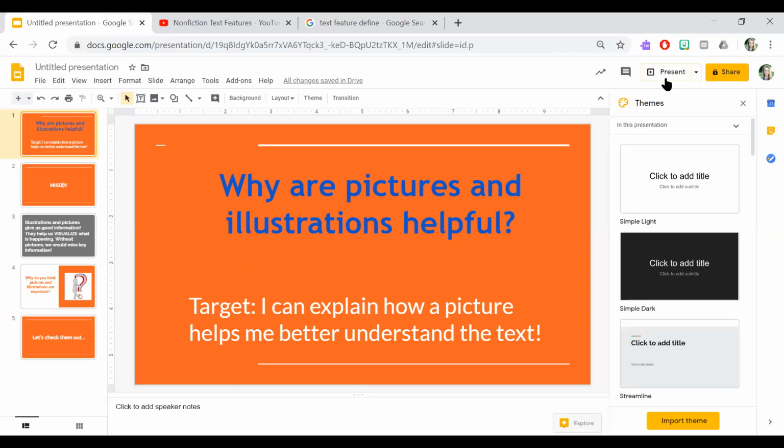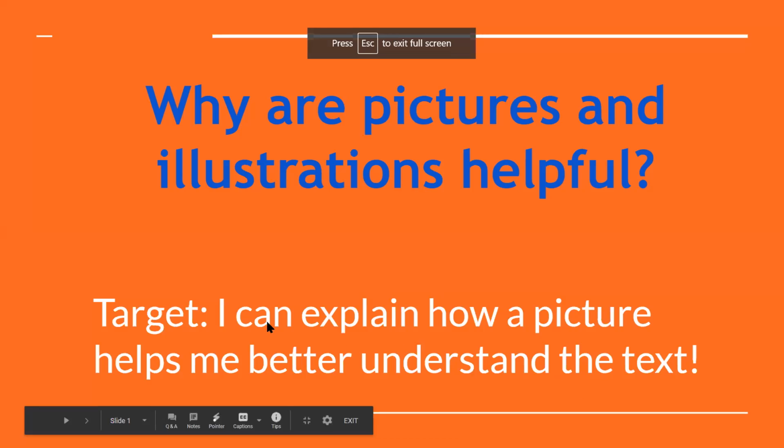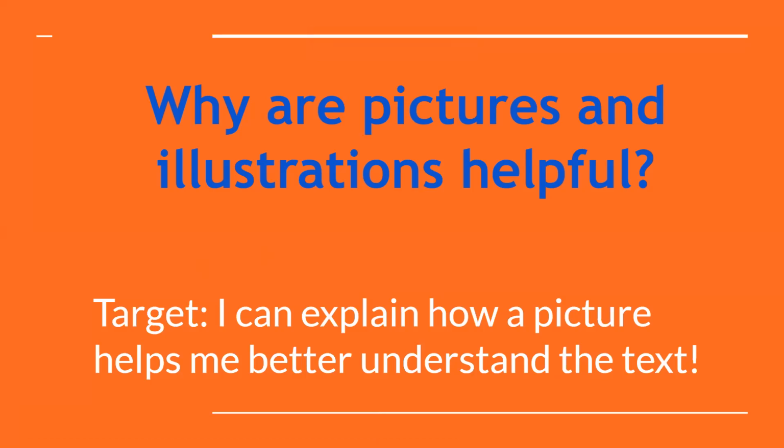Okay, so hopefully we hit our learning target. I can explain how a picture helps me better understand the text. Hopefully we were able to accomplish that. Go ahead and finish the rest of this Google form.